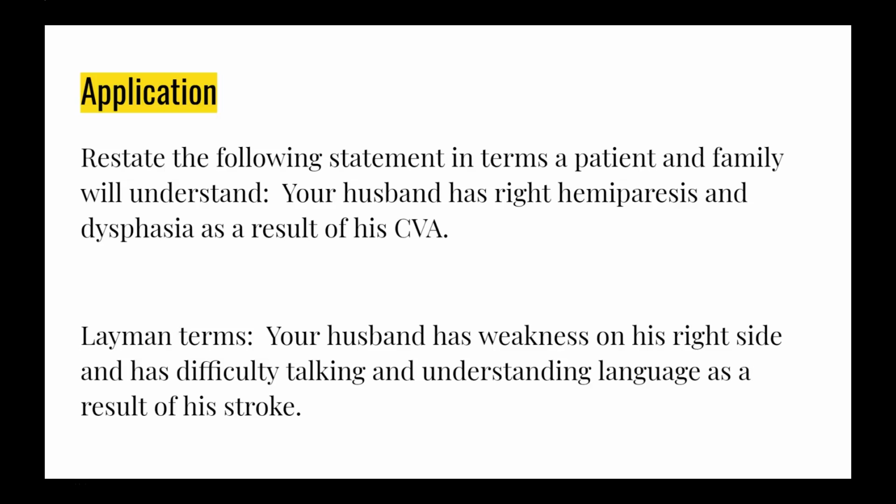So in layman's terms, so that the wife would understand, you could say your husband has weakness on his right side and has difficulty talking and understanding language as a result of his stroke. And that would be in terms that the wife would understand what you're saying to her.